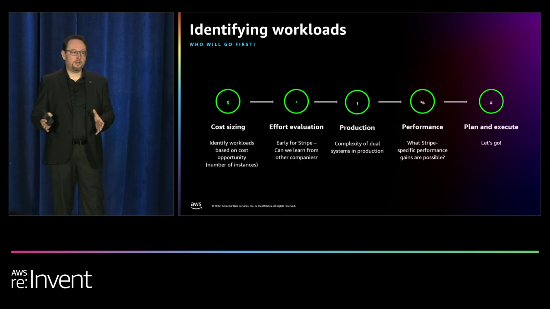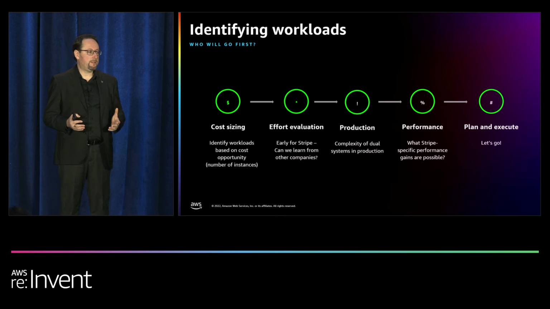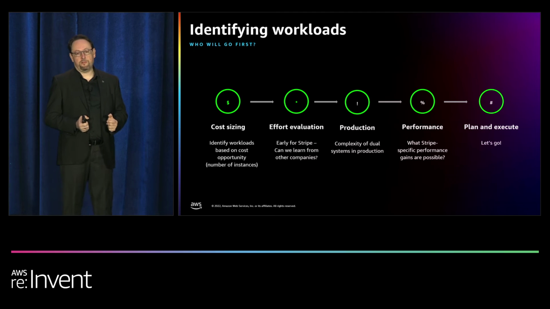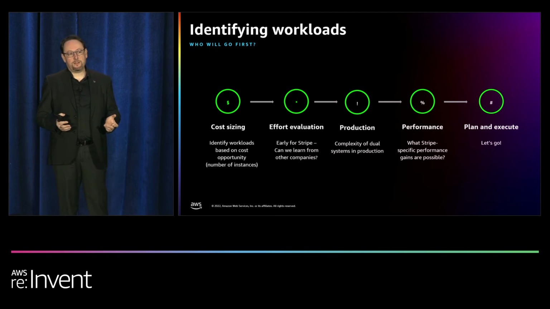You pick something very similar and say, well, if this has worked really well for other companies, let's see if this works well for us. Then, of course, you start with an effort evaluation. Just picking any workload won't do. Like, how much effort is it really to lift and shift this into Graviton? What's the effort to get this into production?